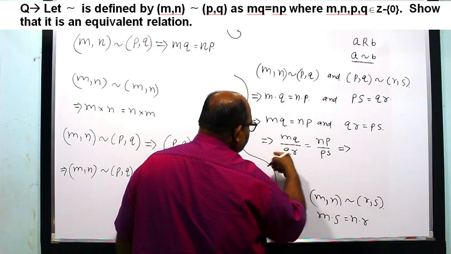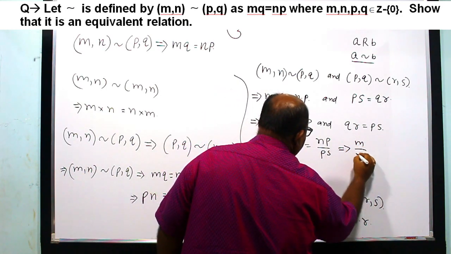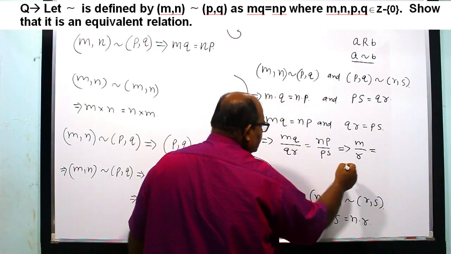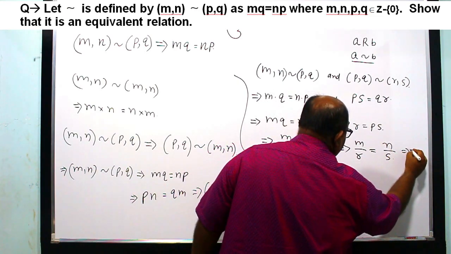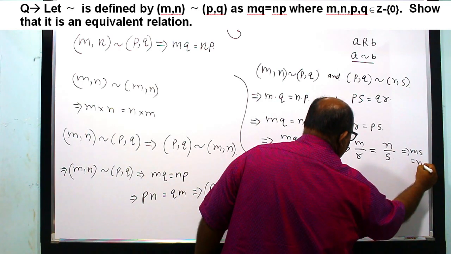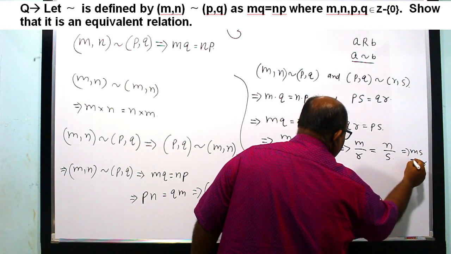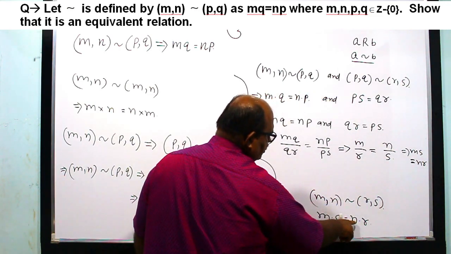This implies q cancels, we get m by r; p cancels, we get n by s. This implies ms is equal to nr. Okay, ms is equal to nr.